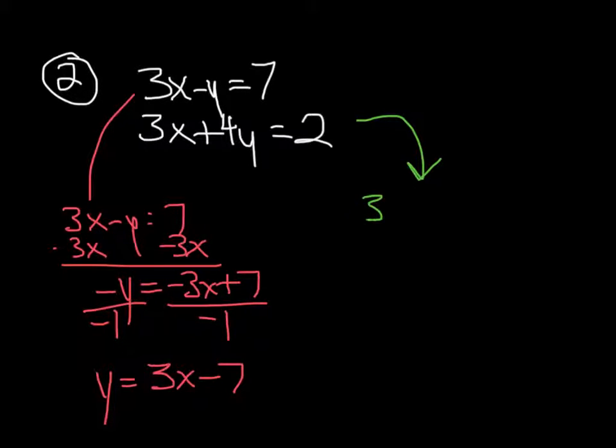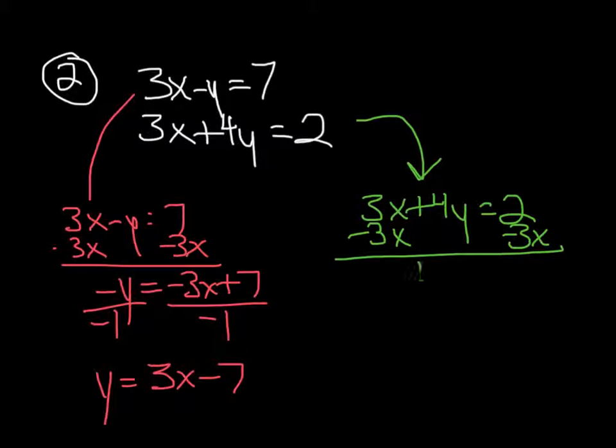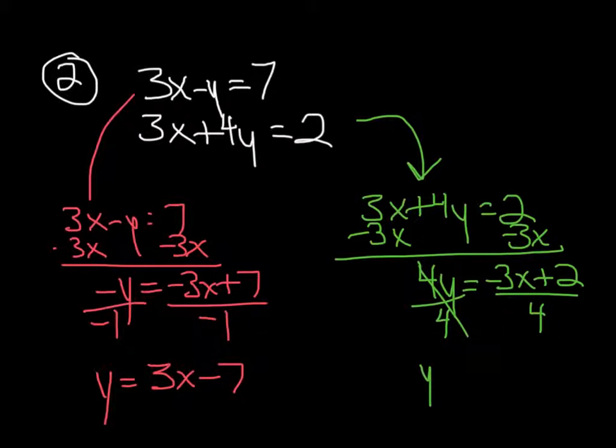Work on the other one. 3x plus 4y equals 2. Trying to get the y by itself, we're going to subtract 3x, and then divide by 4. And then 2 over 4, it actually reduces. 2 over 4 reduces to 1/2.